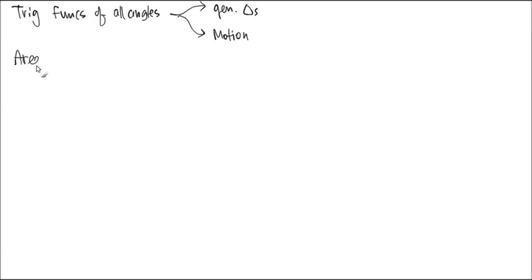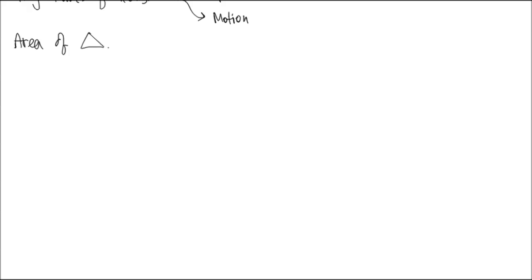Area of a triangle. You already know one formula: one-half times base times height. That's one formulation, right? So here's a slightly different formulation.